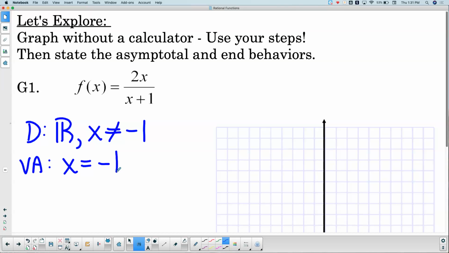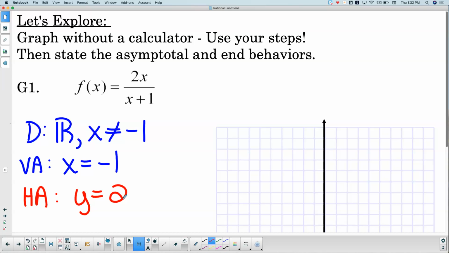Step number 2 says what? Find the horizontal asymptote. Degree of the top, 1. Degree of the bottom, 1. They're the same, right? So that was option number C, which is a over b, right? Take the leading coefficients. What do you got? y equals 2. y equals 2.